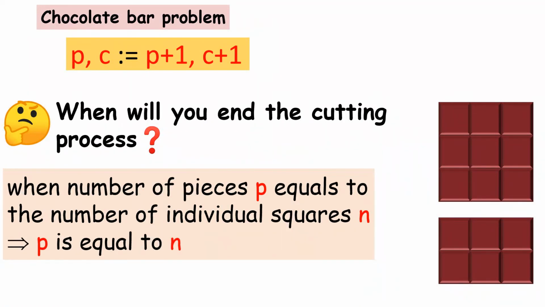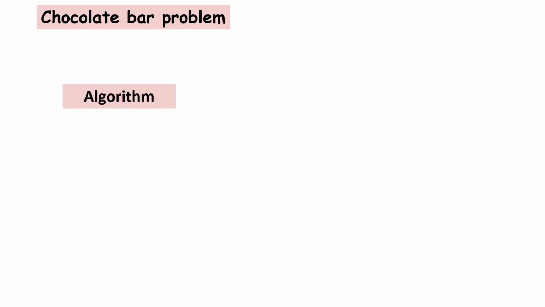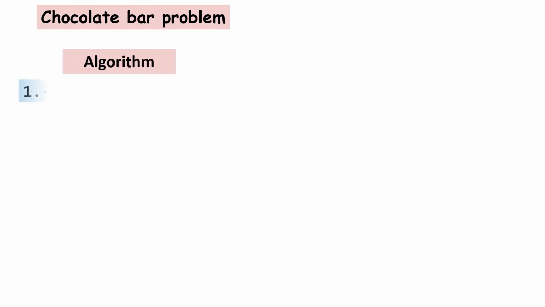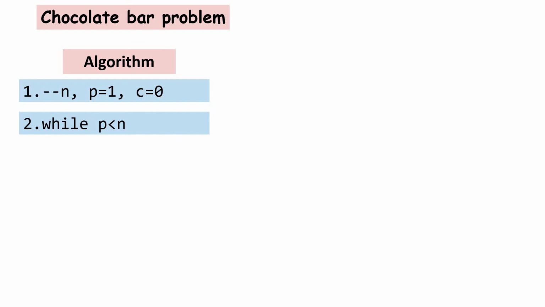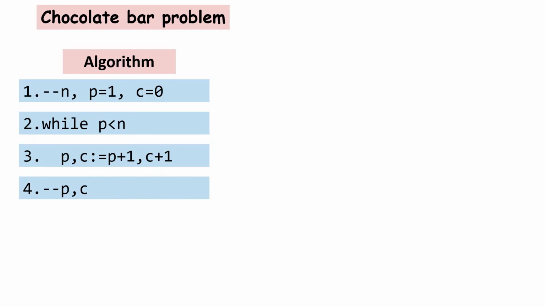I will now write the algorithm for this problem. Step 1: N, P = 1, C = 0. Step 2: While P < N. Step 3: P, C := P + 1, C + 1. Step 4: Output P, C. Next I will draw the flowchart for this algorithm. Start.